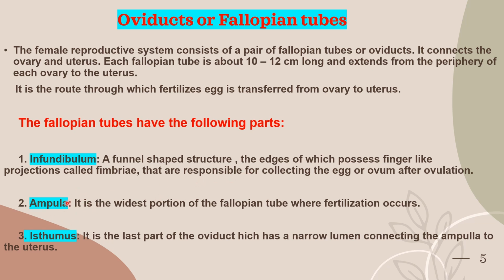The next part of the fallopian tube is the ampulla. It is the widest portion of the fallopian tube, where fertilization occurs. So this is the site where fertilization happens.